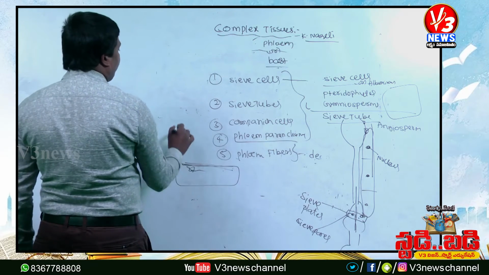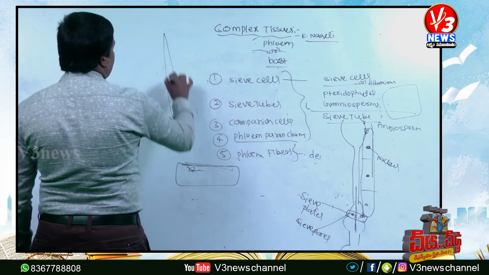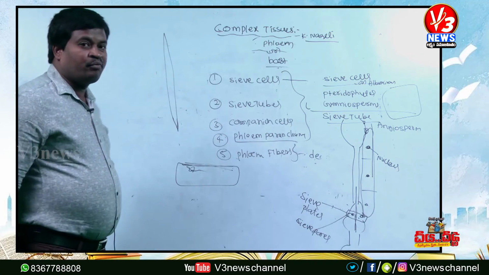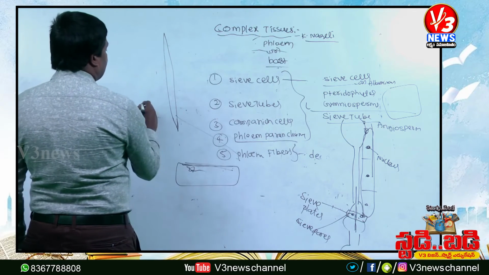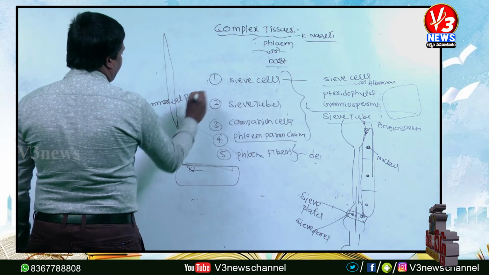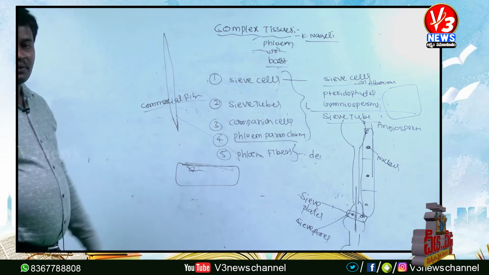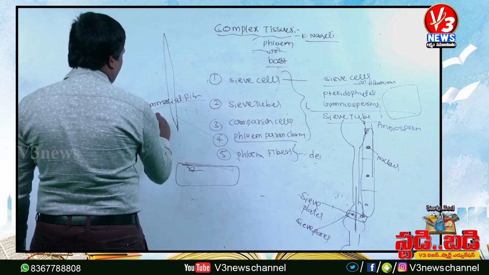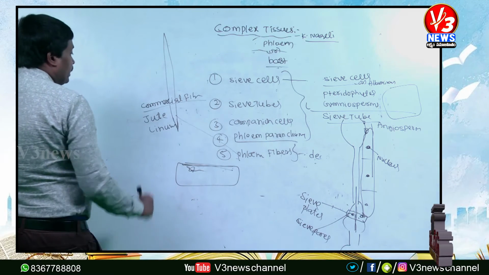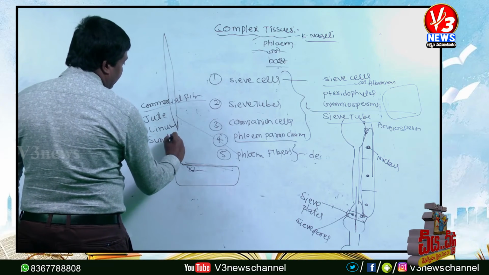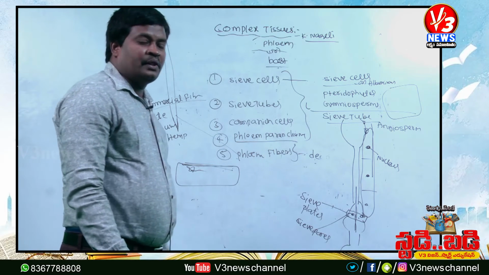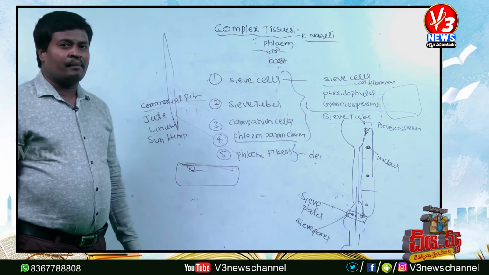The next one, the last one, fibers. What are fibers? Fibers are elongated cells with tapering ends. They are called phloem fibers. Phloem fibers are used as some commercial fibers. But which plants' phloem fibers are used as commercial fibers? Jute, linum, sun hemp. Sun hemp means Crotalaria juncea.